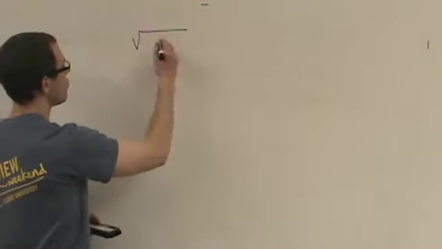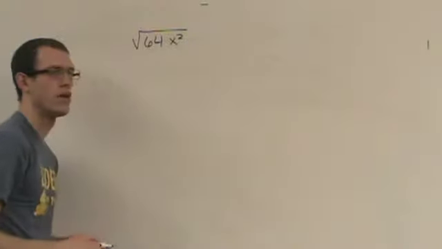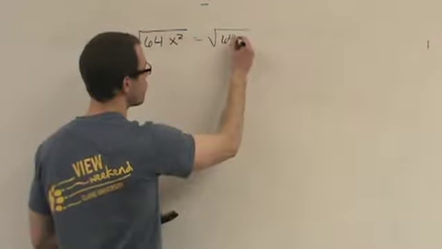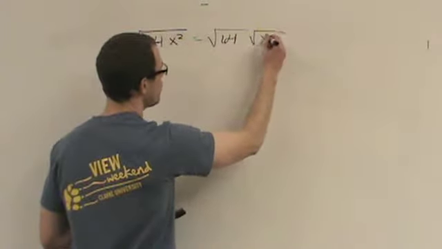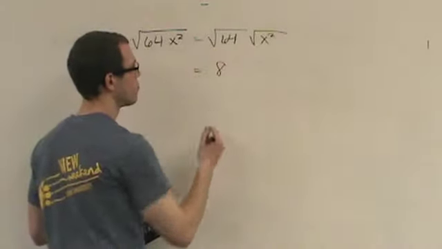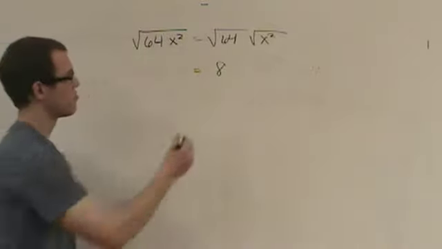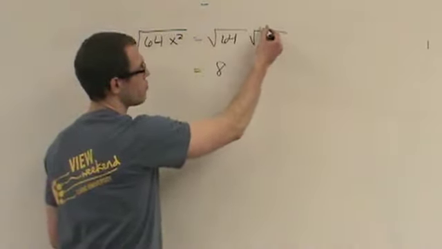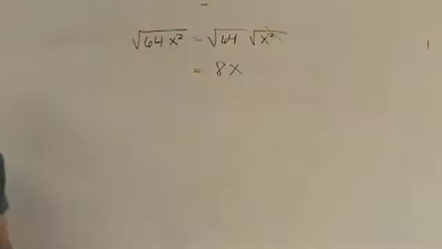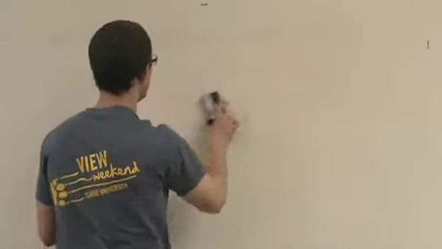We can even put numbers in there too. So let's say we have the square root of 64x squared. Well, break it up. We have the square root of 64. We have the square root of x squared. Square root of 64, that's 8. That's a perfect square. We know that that's 8. And the square root of x squared. The radical and the square cancel out, so you just have x. So the square root of 64x squared is simply 8x.